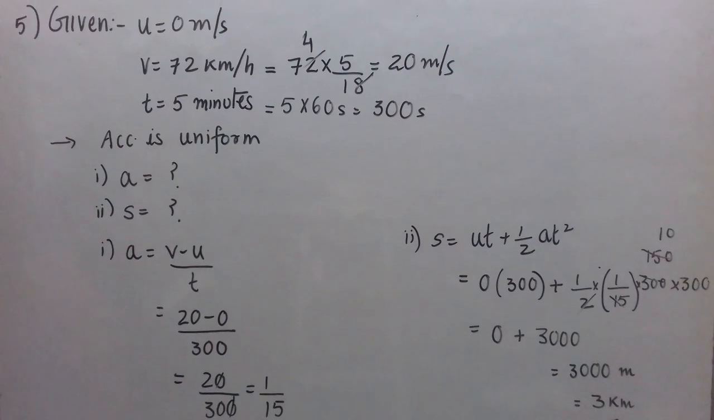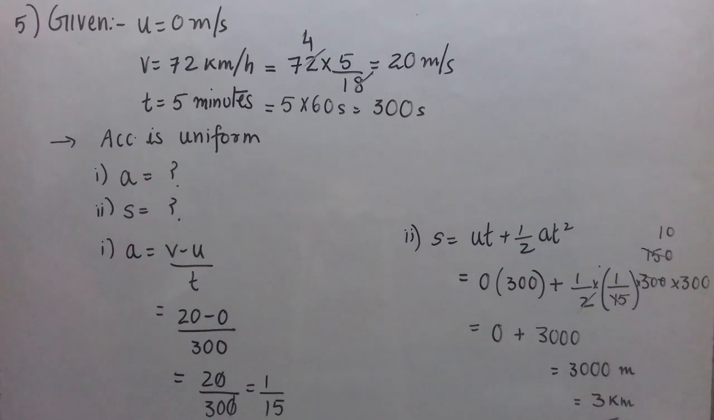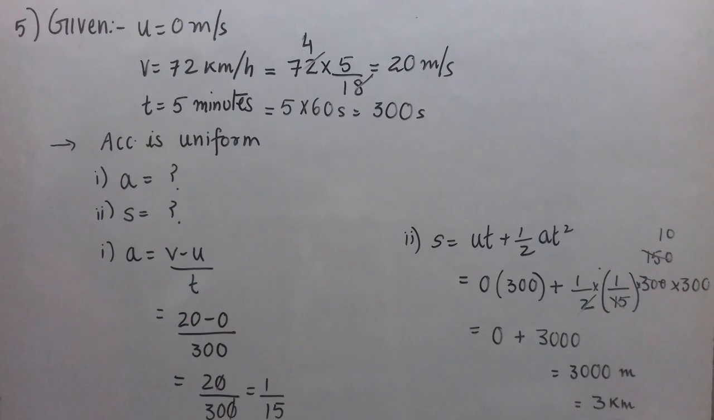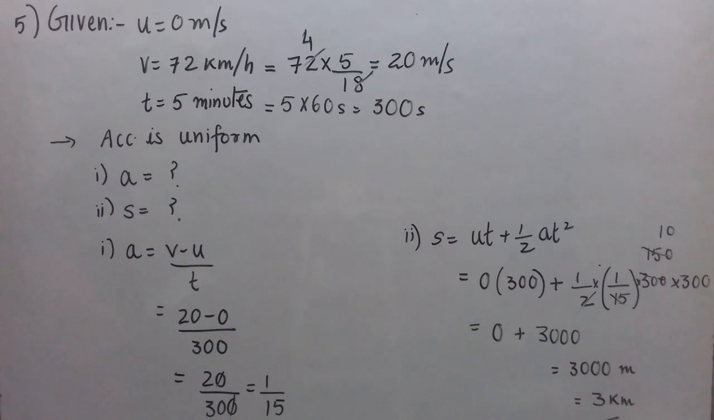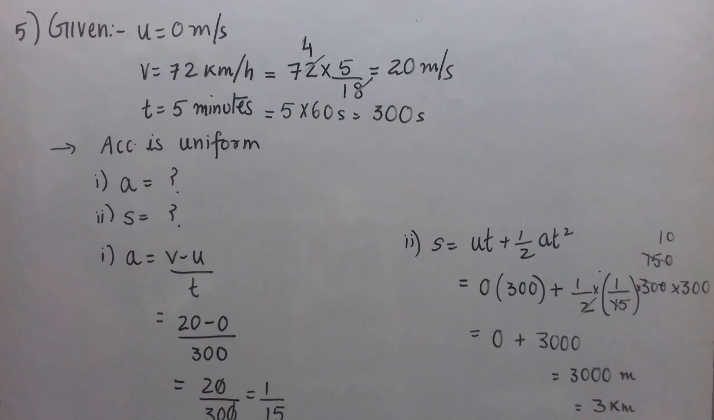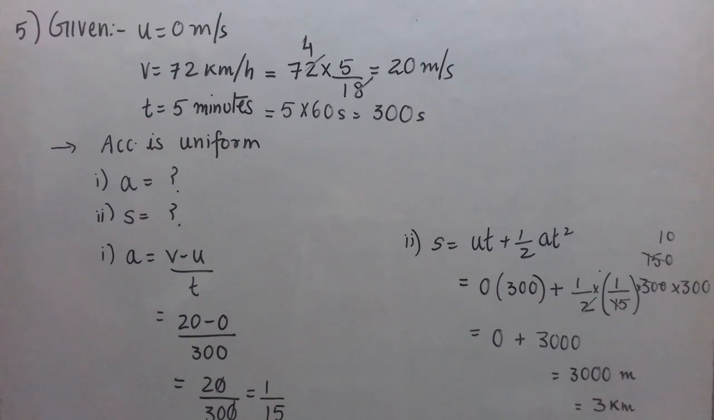So our fifth numerical is now: a train starting from rest attains a velocity of 72 km per hour in 5 minutes. Assuming that the acceleration is uniform, find 1. the acceleration and 2. the distance travelled by the train for attaining this velocity.